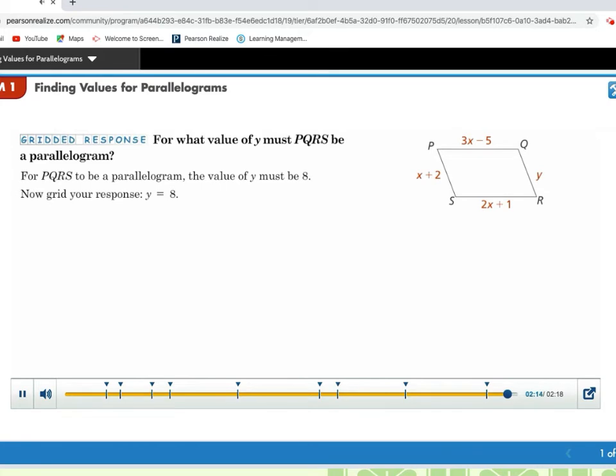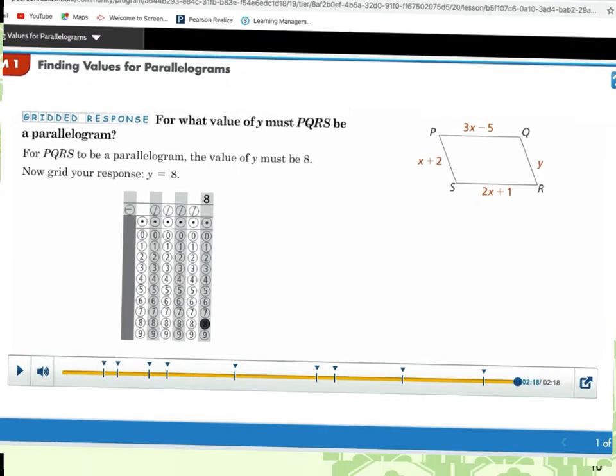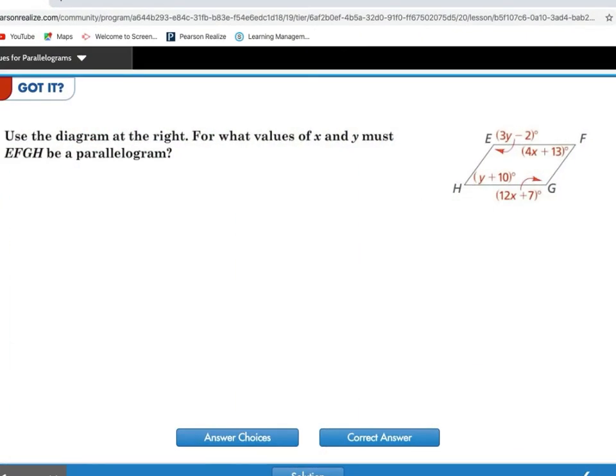Now grid your response. Let's answer Got it 1. Use the diagram at the right. For what values of x and y must EFGH be a parallelogram? So here is the figure. We have here a quadrilateral EFGH.